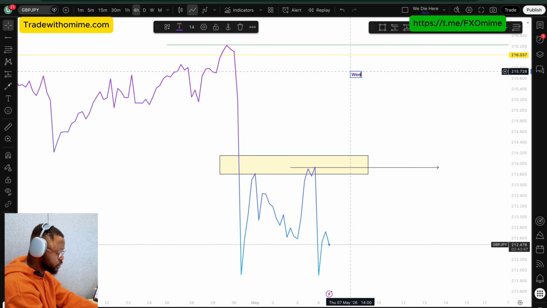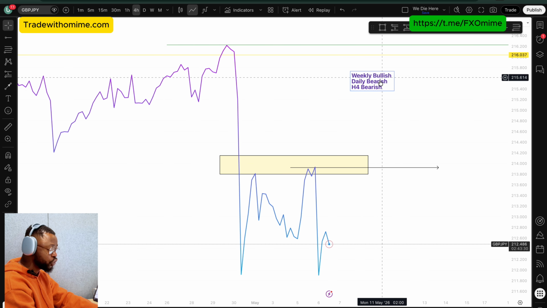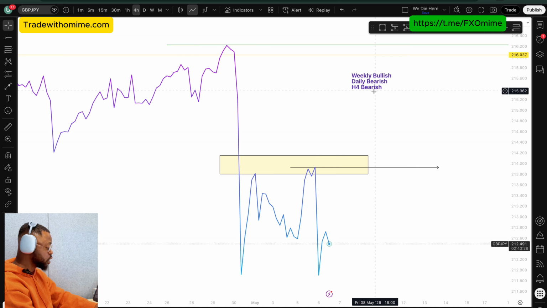So weekly bullish, daily bearish, H4 bearish. Let me increase this so you guys can see it a little bit more clearly. So weekly bullish, daily bearish, 4-hour bearish.